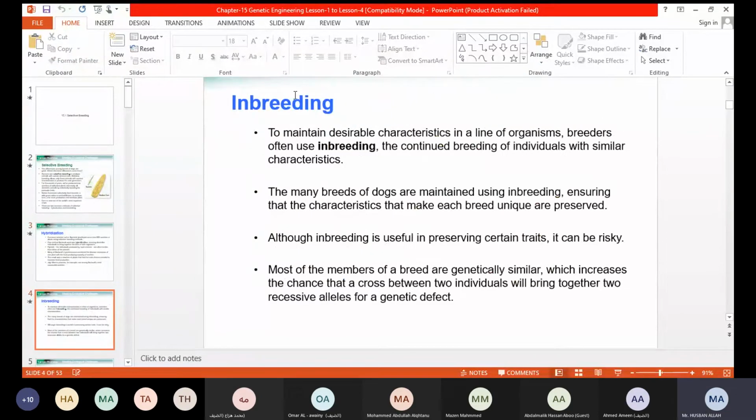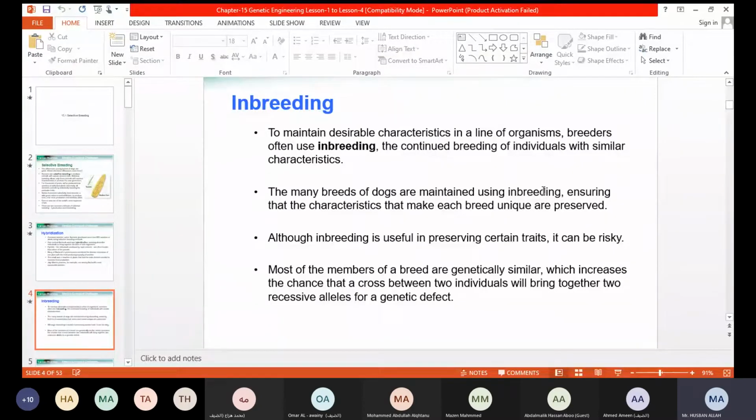Next, we have inbreeding. To maintain desirable characteristics in a line of organisms, breeders often use inbreeding, the continued breeding of individuals with similar characteristics. So in this inbreeding, two organisms are crossed to continue the breeding of individuals for a similar characteristic.